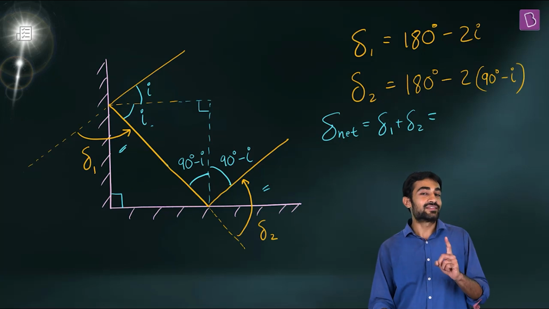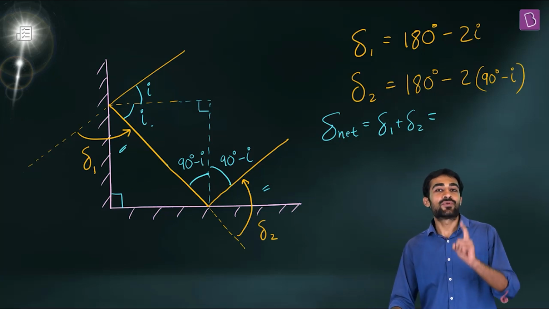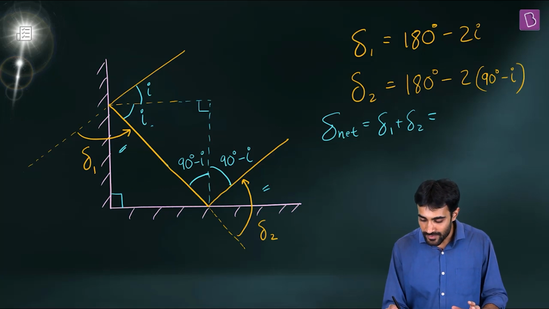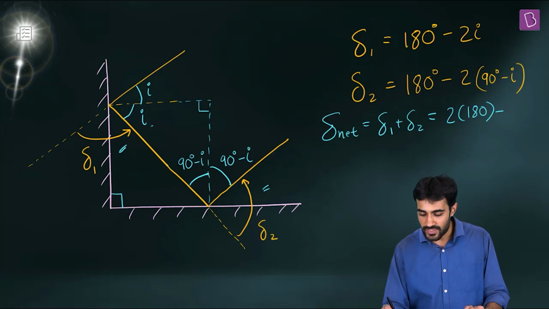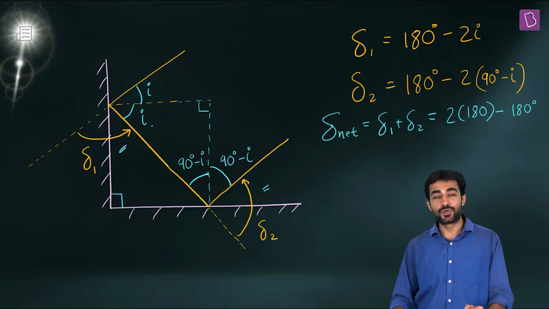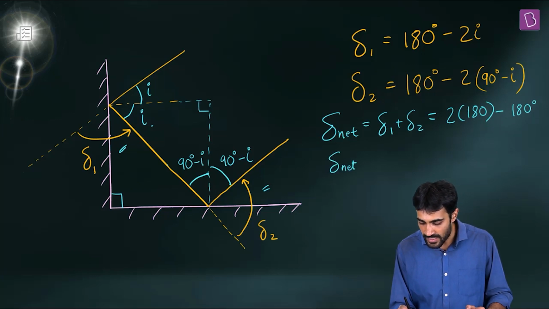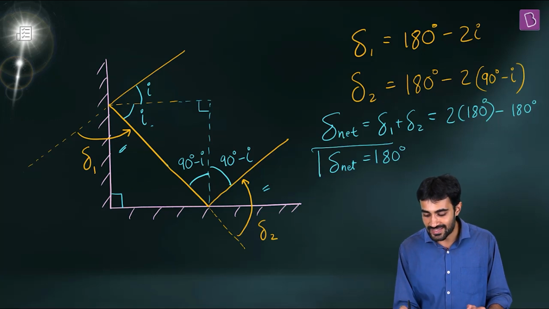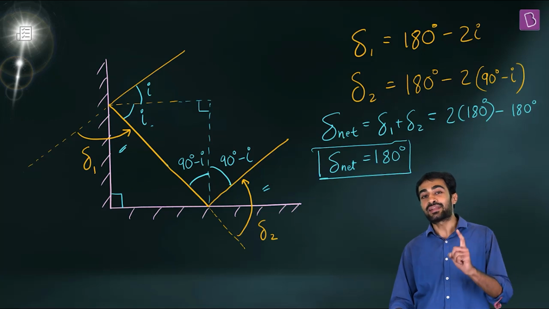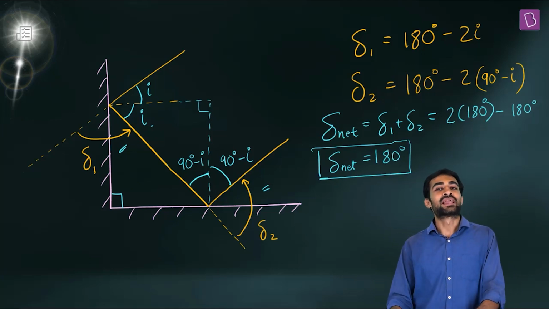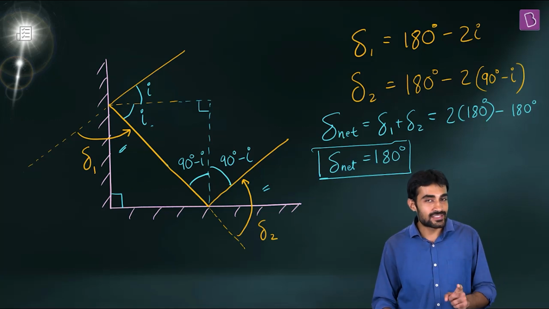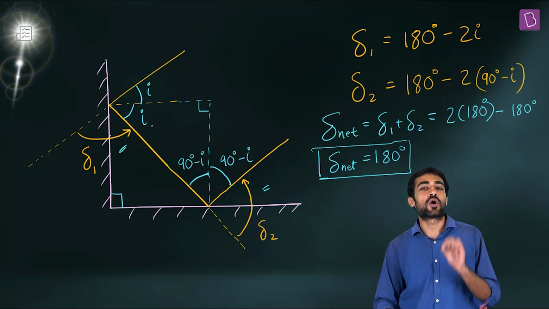And you can see when I add them, 2I will get cancelled out. And what are we left with? We are left with twice of 180 degree minus twice of 90, which is 180 degree. And 2I gets cancelled out. So delta net is coming out to be 180 degree. Okay, this is delta net. And you can see delta net is independent of I. This is independent of the angle of incidence on mirror 1. It is independent of I.